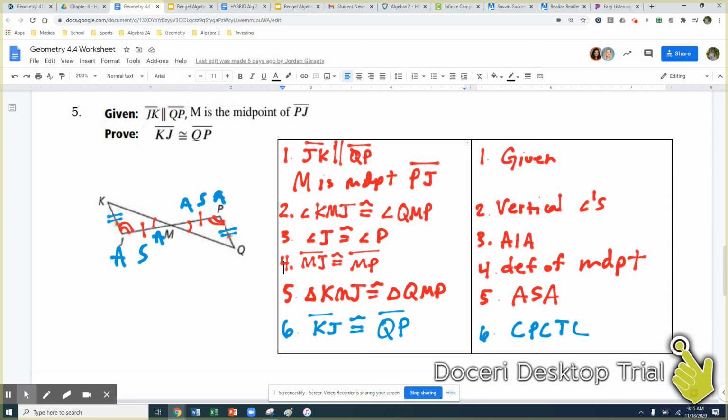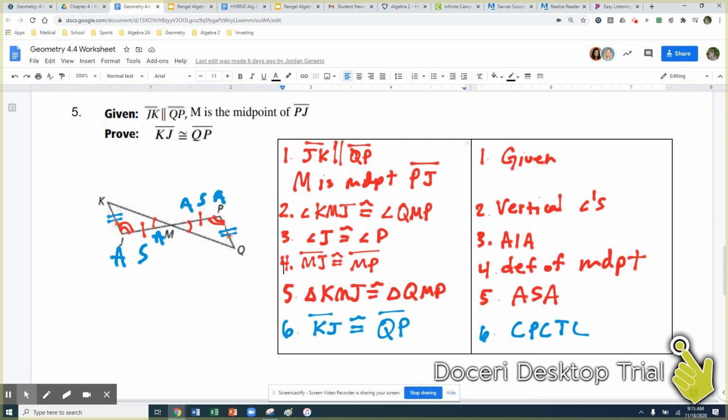So now I know that if the triangle is congruent, now this next step beyond the triangles, any other piece in those triangles are going to be congruent. So there's going to be my final step. So KJ, QP are going to be congruent because of CPCTC.